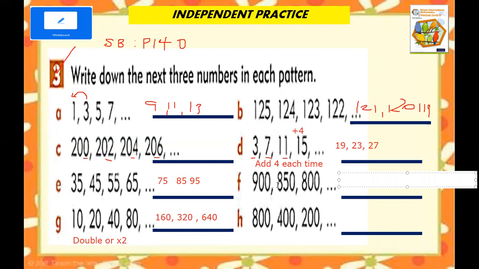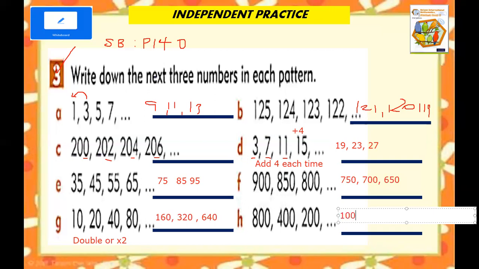Now, 900, 850, 800, can you tell me what will be the answer here? So 900 minus 850 is 50, meaning we are subtracting 50 each time. So therefore, 800 minus 50 is 750, then 700, then 650. And this is 800, 400, 200. What do you think it is? Yes, it is halving. So meaning we are going to divide by 2. So 200 divided by 2, 100. 100 divided by 2 is 50. 50 divided by 2 is 25.